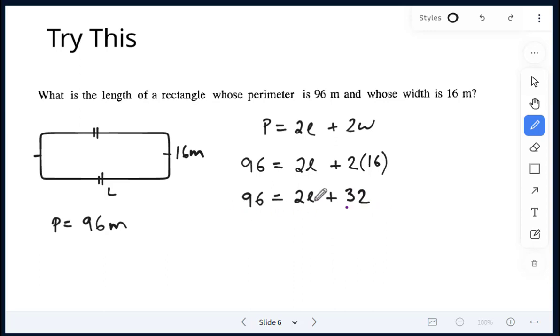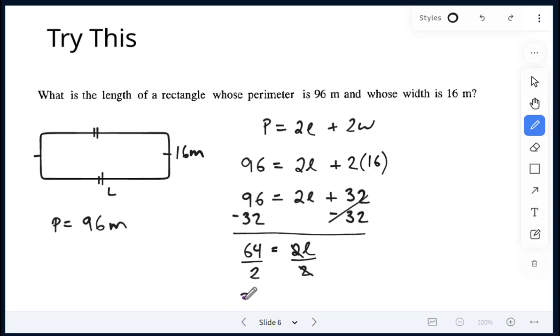All right, it looks like a type 2 equation. We need to solve for L. So we're going to subtract 32 on both sides. 96 minus 32, that is 64, equals 2L. We're solving for L. We'll divide by 2 to get rid of the 2 there. And that gives me my answer of 32 meters is equal to the length. All right, so that gives us our length.